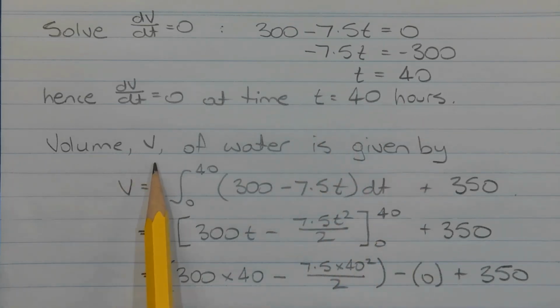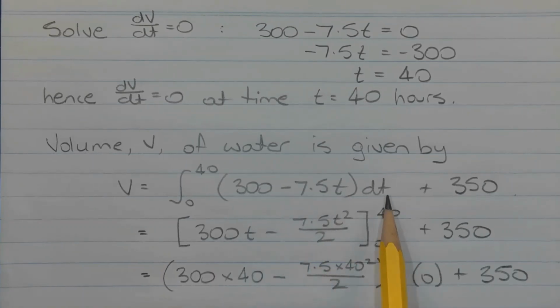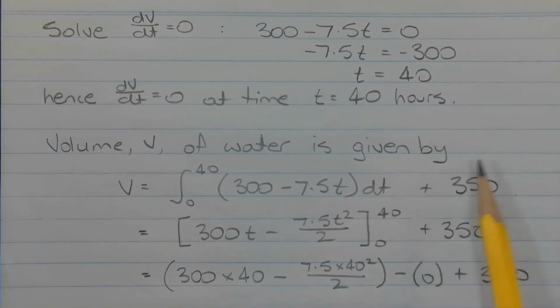Now the volume V of water is given by V equals the integral from t equals 0 to t equals 40 of 300 minus 7.5t dt plus 350.